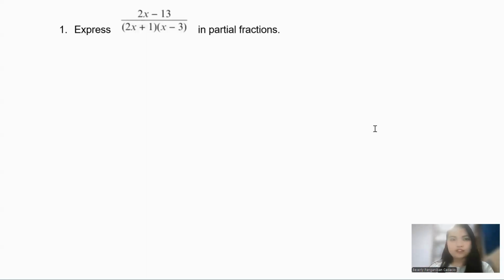Hello everyone. Now let's go with number 1. So you have (2x − 13) over (2x + 1)(x − 3) in partial fractions.